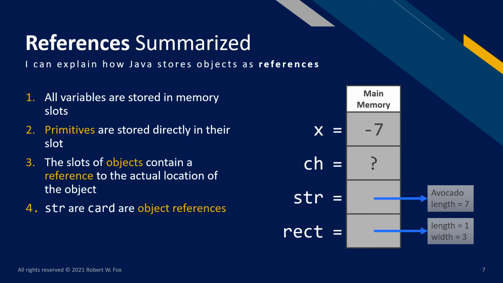All variables are stored in memory slots. Primitives are stored directly in their slot, and we can see that with x, and we can see that with the char ch. But for objects, it's different. The memory slot of an object contains a reference to the actual location of the object. The objects are stored elsewhere. So str, the memory slot, points to where the object is. So str and rect are not objects technically, they're object references which refer to objects.